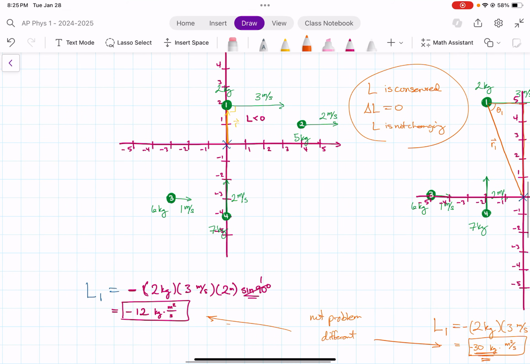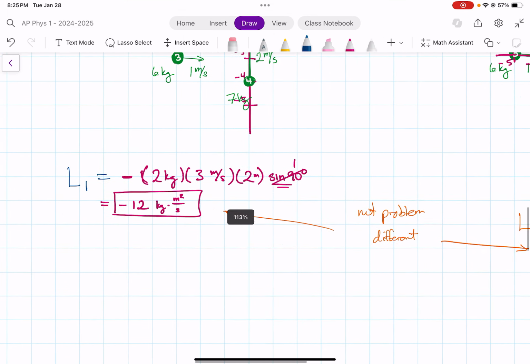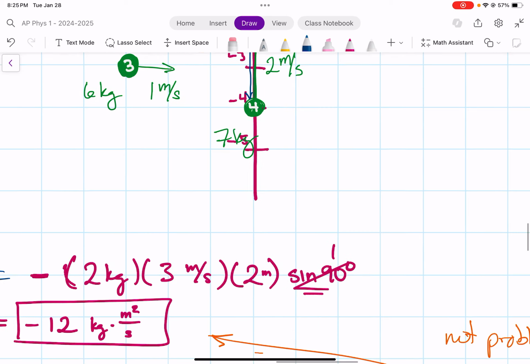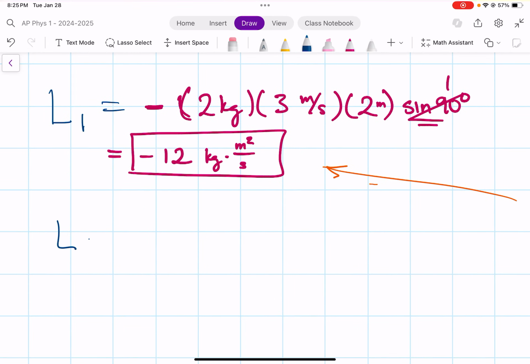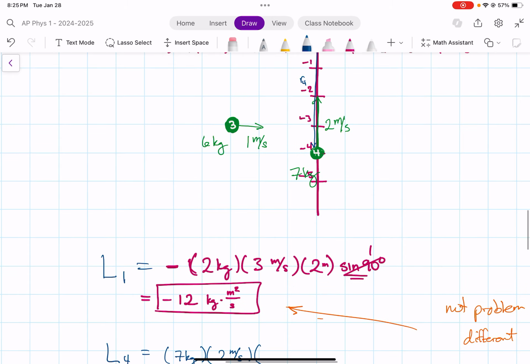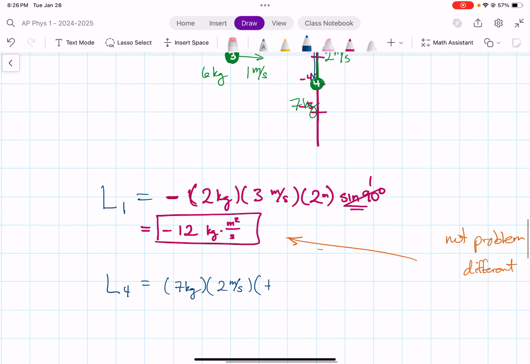Let me go back over here. Let me do 4. All right, so if we go to particle 4, we have an r vector like this. So let's call that r4. Let's just set it up first, right? So L4 equals, so this is a 7 kilogram mass times, it's going 2 meters per second, times the distance is exactly 4, so 4 meters.